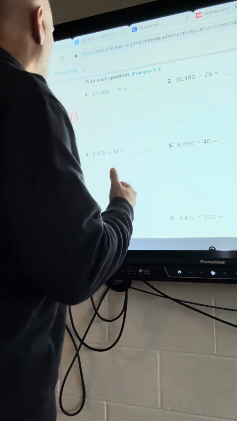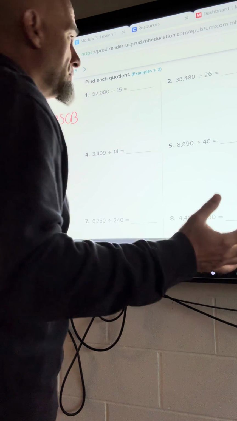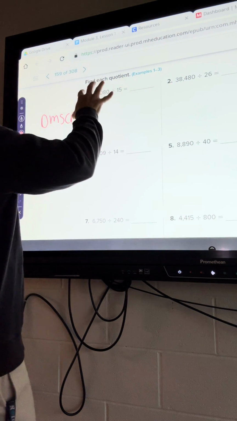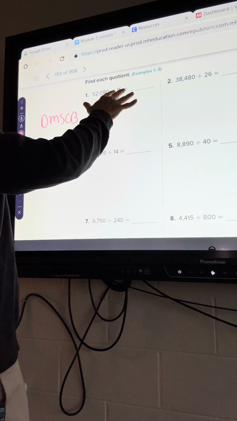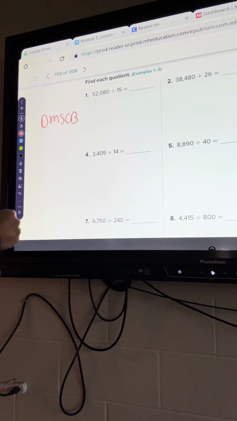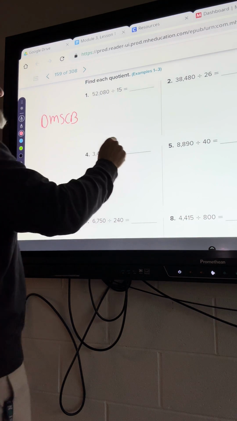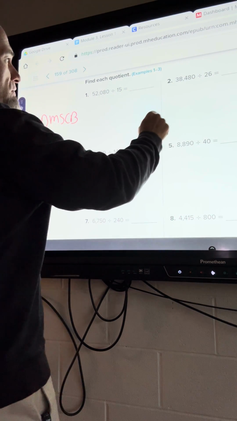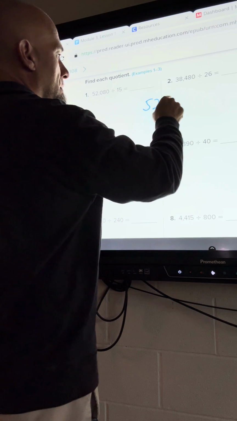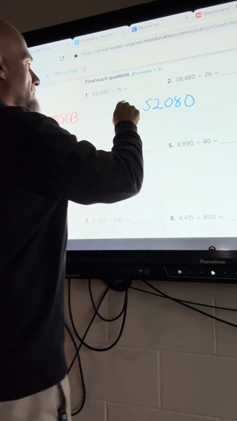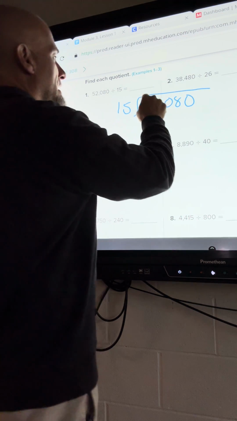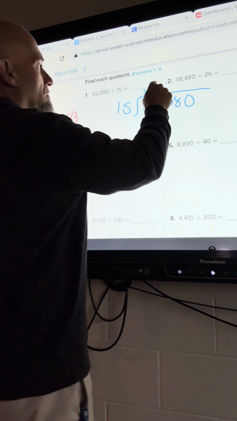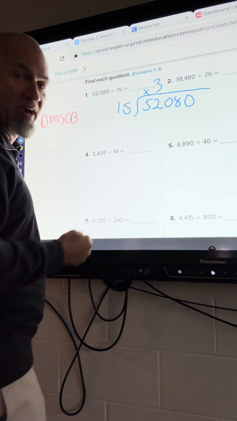So I'm going to do number 1, even though that's not part of your assignment. But remember, the way it's written here, left to right, 52,080, that's the dividend, and 15 is the divisor. So we're trying to see how many 15s fit into 52,080. And we divide first. So we know 15 does not fit into 5, but it fits into 52 3 times. So that's the divide step.